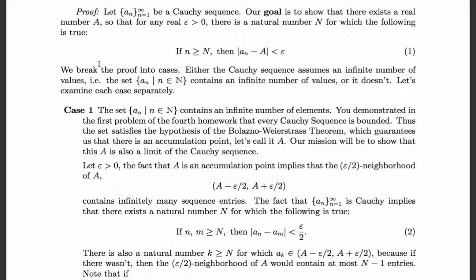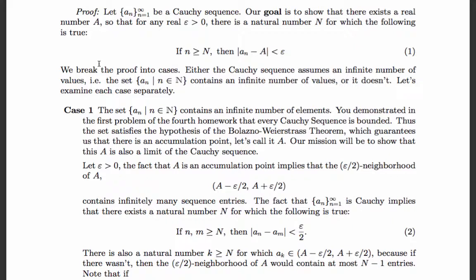So what do we know? Well, we know that the set is bounded. In fact, you proved it in the first problem of your fourth homework, that every Cauchy sequence is bounded, and this is a Cauchy sequence. So we know it's bounded. We also know, by assumption of this case, that it contains an infinite number of elements. Therefore, this set of sequence values satisfies the hypothesis of the Bolzano-Weierstrass theorem, right?